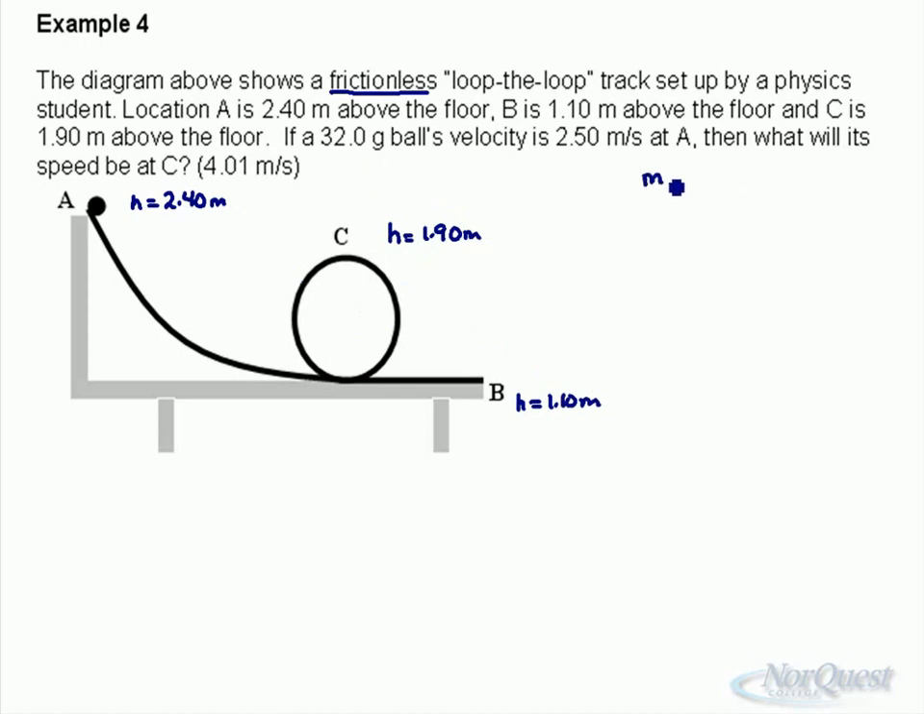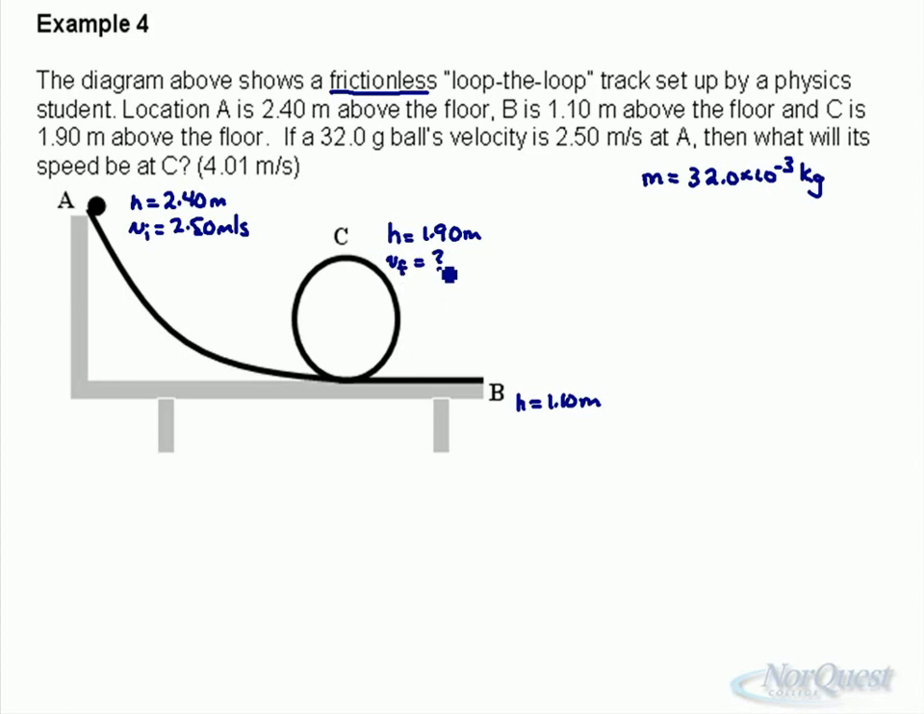I'm just going to write it here in kilograms right off the bat: 32.0 times 10 to the negative 3, to change it to kilograms, proper units. And its velocity at A, it has an initial velocity of 2.50 meters per second. What we want to know is what will its velocity be at C. We don't really care about B in this question.